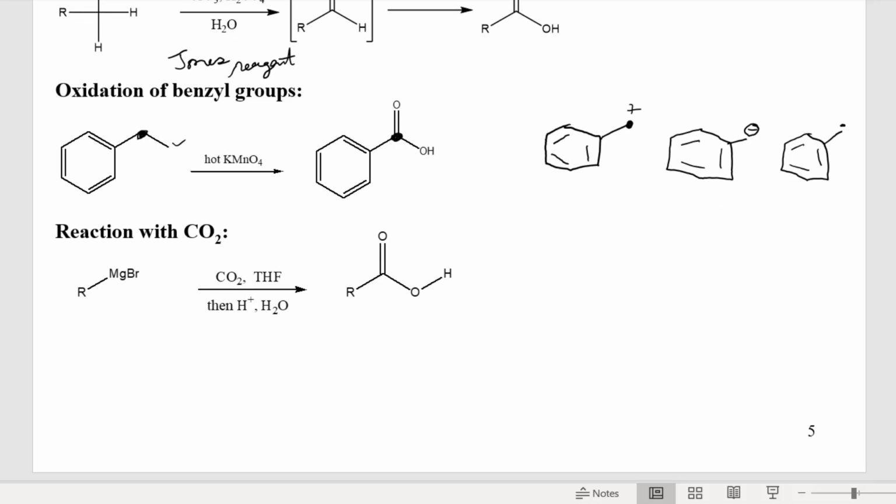Lastly, we can look at a Grignard reaction. One of the methods that we can use to get right immediately to the carboxylic acid is to react a Grignard with carbon dioxide. So what does that look like? What if I had methyl magnesium bromide? Remember that the methyl is negatively charged, and I introduce carbon dioxide.